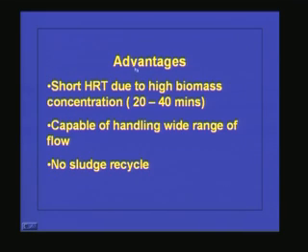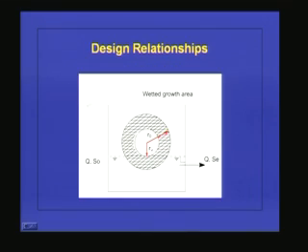And advantages of this system are short HRT due to high biomass concentration, usually 20 to 40 minutes, and capable of handling wide range of flow, no sludge recycling is required, and it is able to handle different types of loading. So now we will see how to do the design.